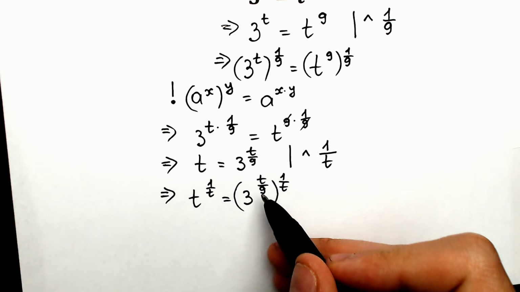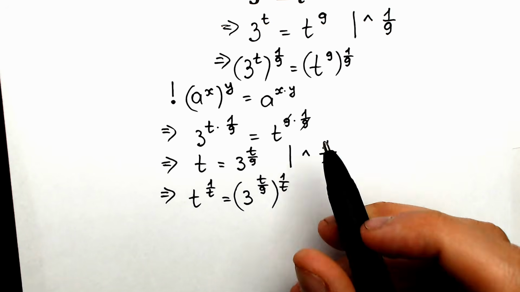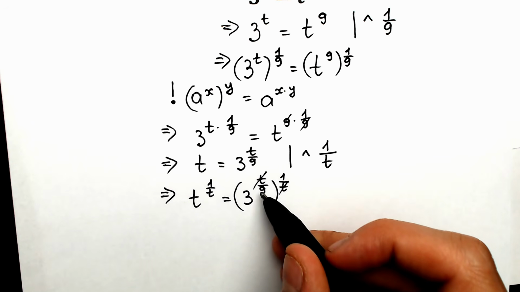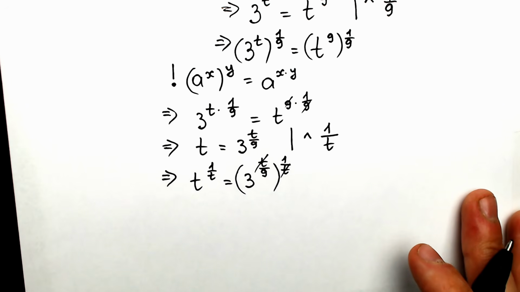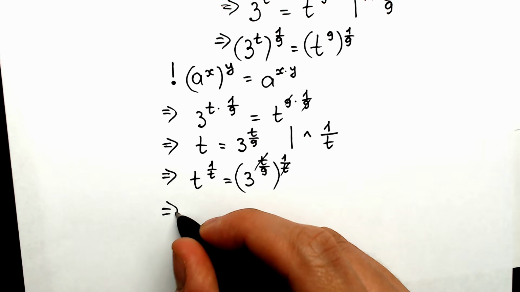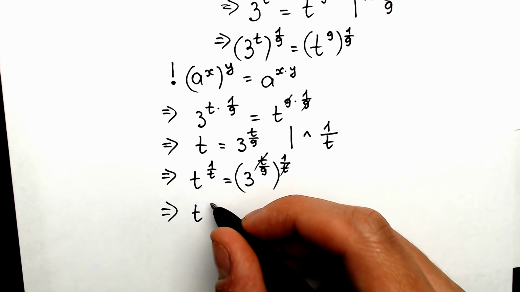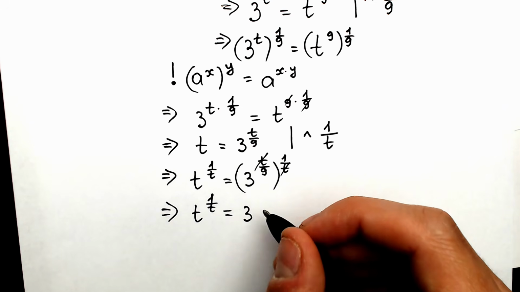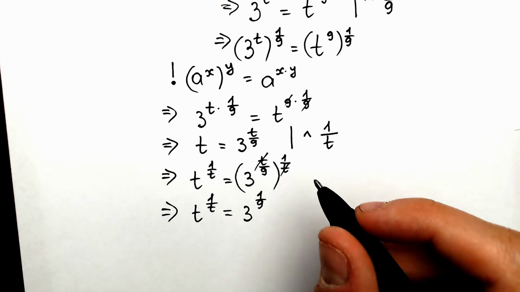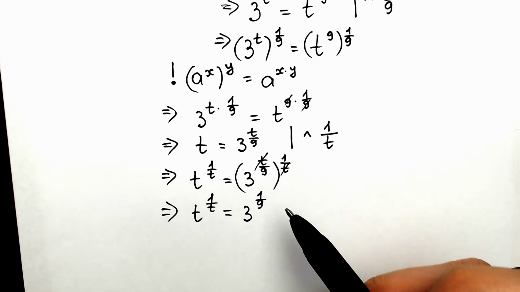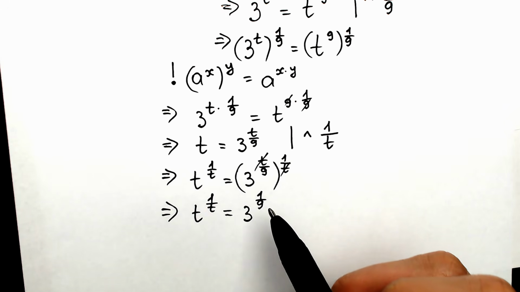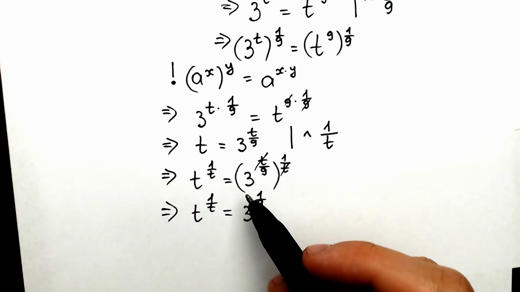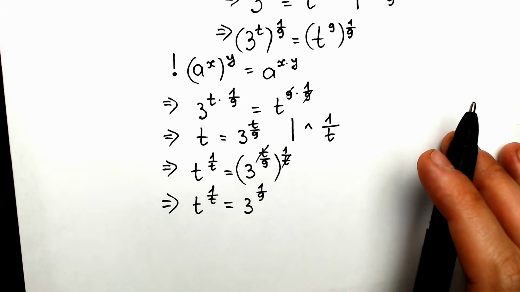And right now, of course, we can easily multiply our powers, but basically we can do this without any multiplication because we can cancel this t, and we have only 1 over 9. So in general, we have t to the power 1 over t equals 3 to the power 1 over 9. As I said before, we just want to split our constant and our variables, and we already have this expression, our variables on the left side and our constant on the right side. I hope you understand this first step.